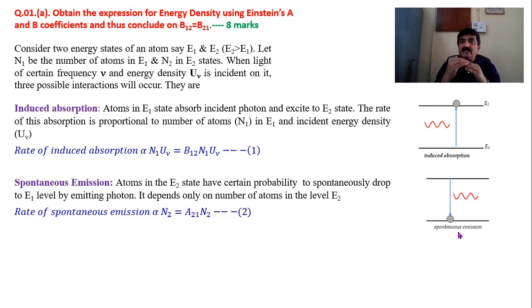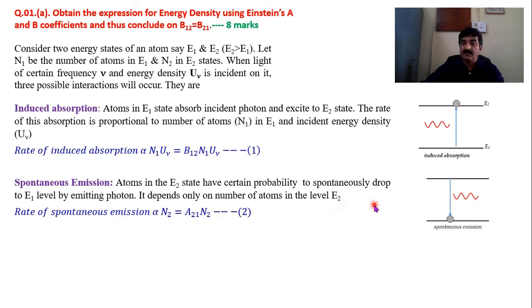For spontaneous emission, extra energy is not required. Therefore, the rate of spontaneous emission does not depend upon the incident energy. It only depends upon how many atoms are there in the excited state. So that you have to mention. So spontaneous emission does not depend on the energy. It depends only on the number of atoms in the E2 level.